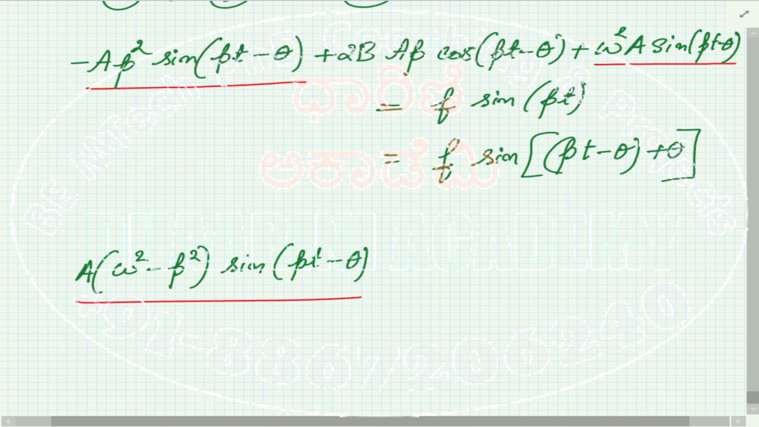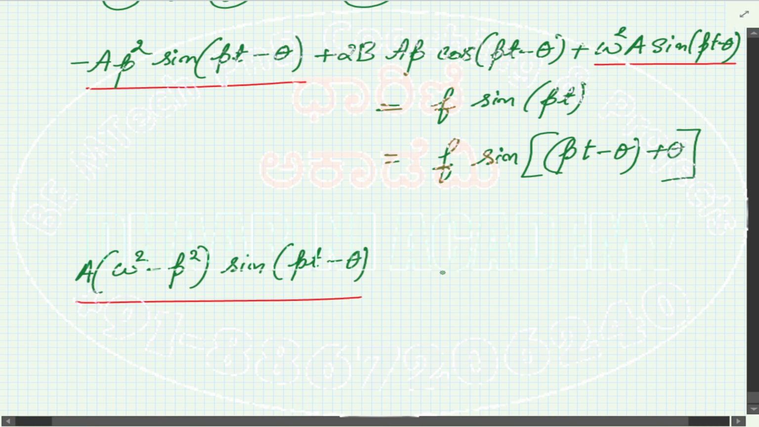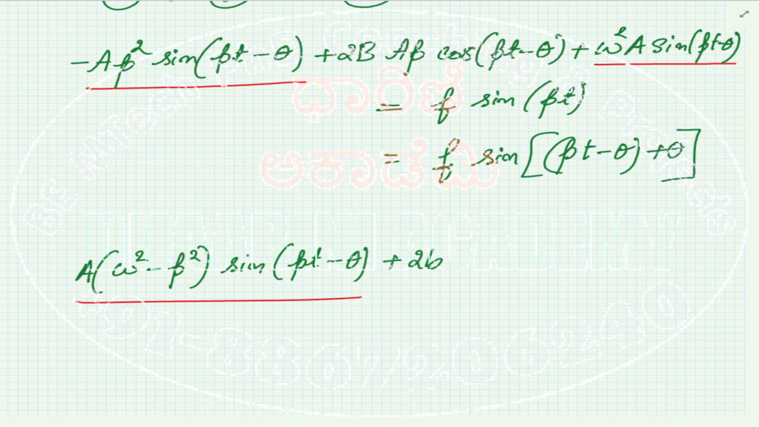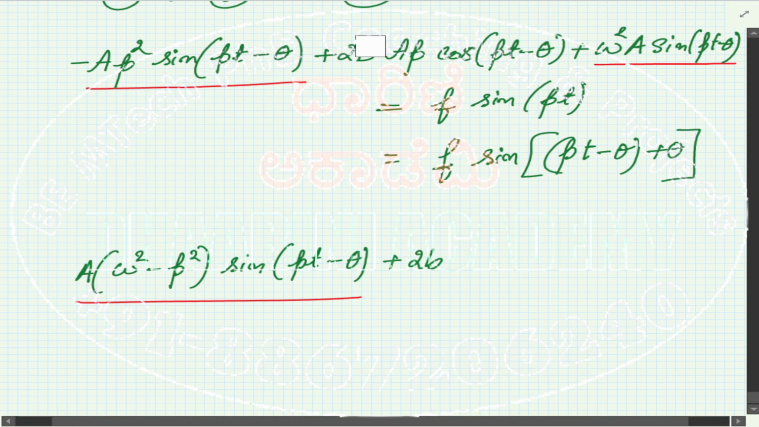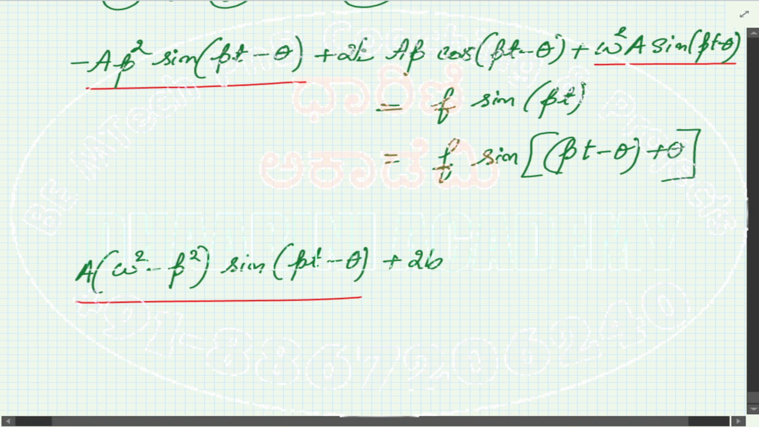Then the next term should be the cos term which is there. So I'll write this as plus 2 times b. I wrote a capital B over there. Kindly correct that and replace it by a small letter b. This is 2b, like this. So 2b into ap cos pt minus theta. This is what is there on the left hand side.